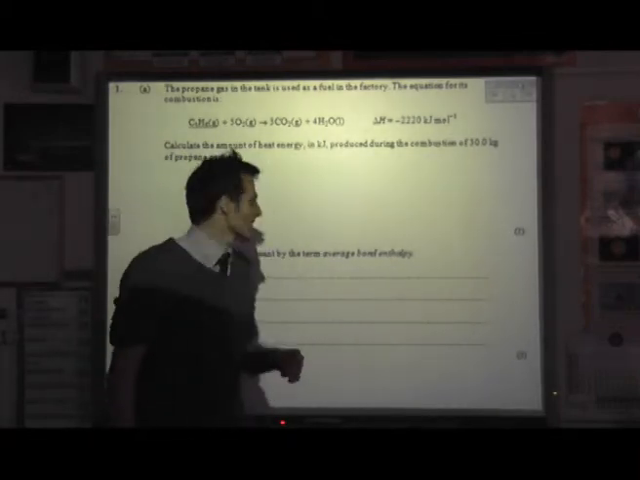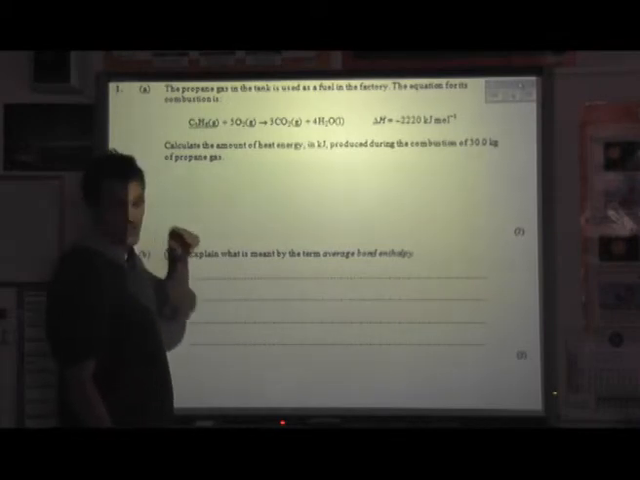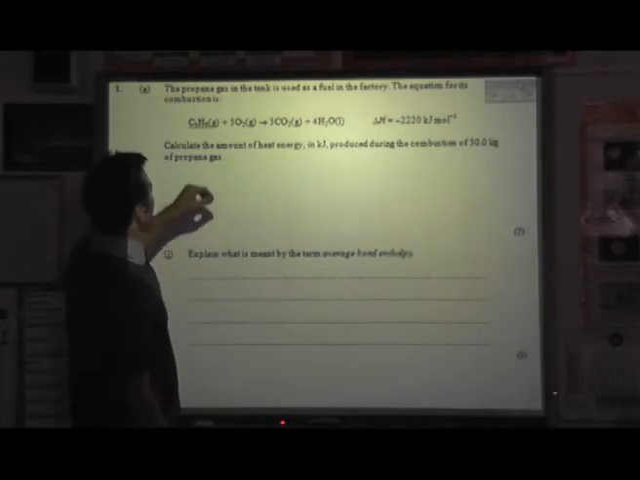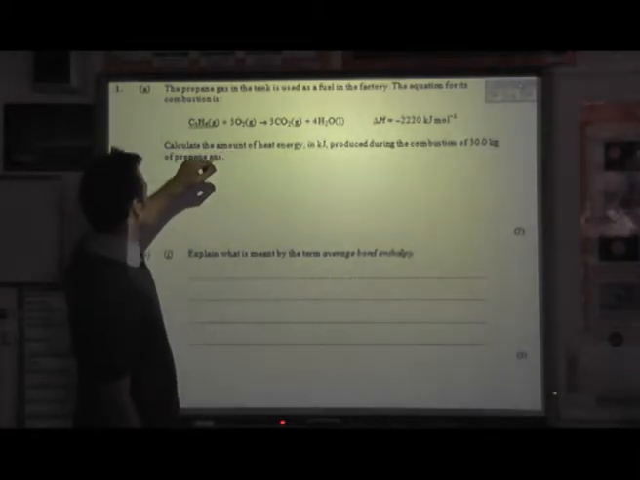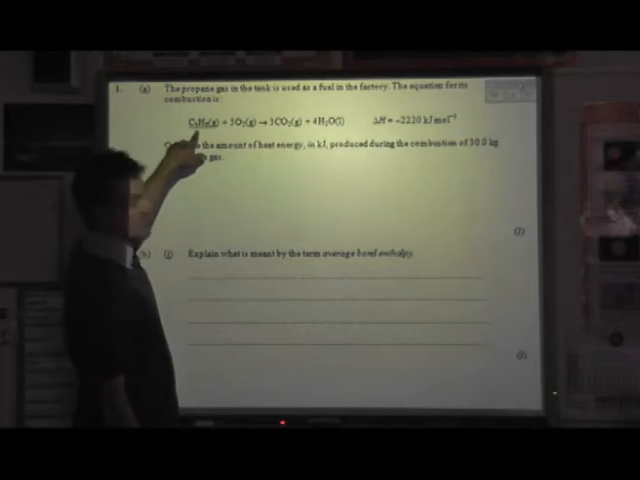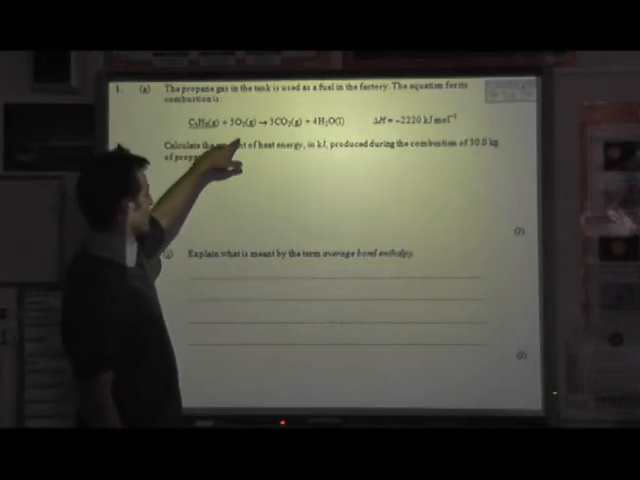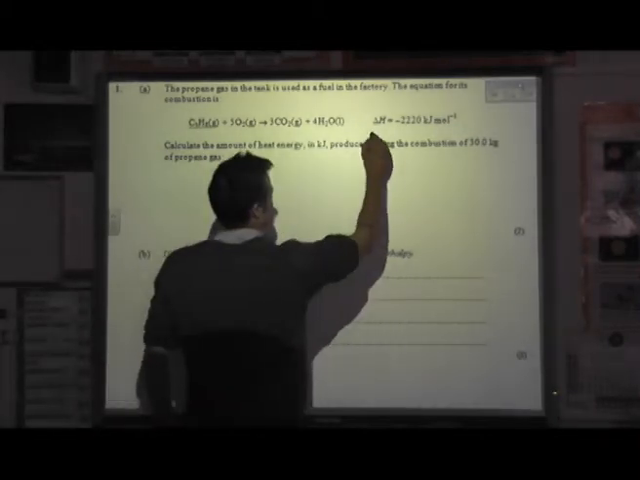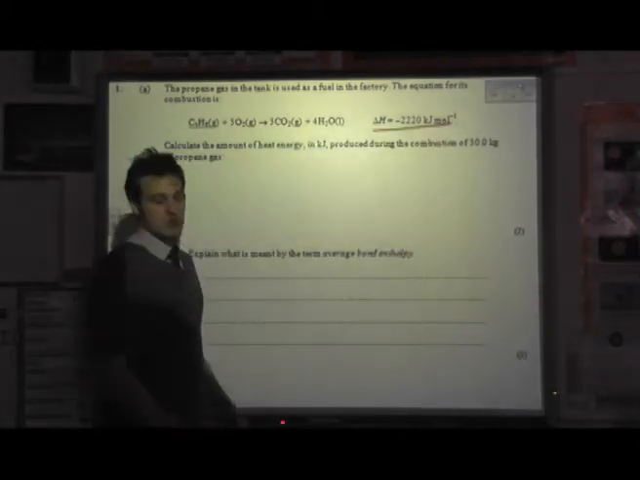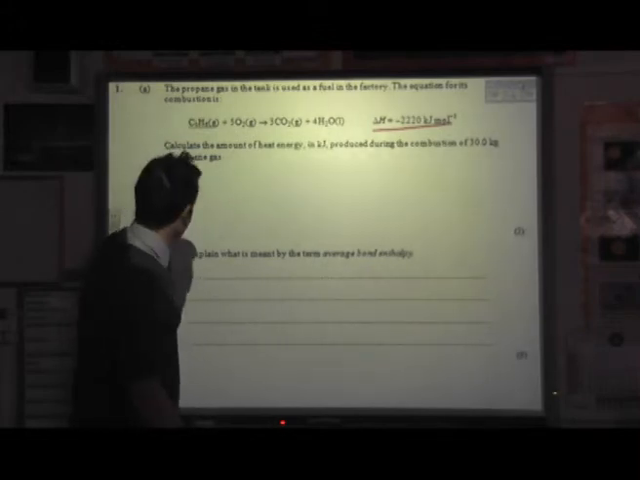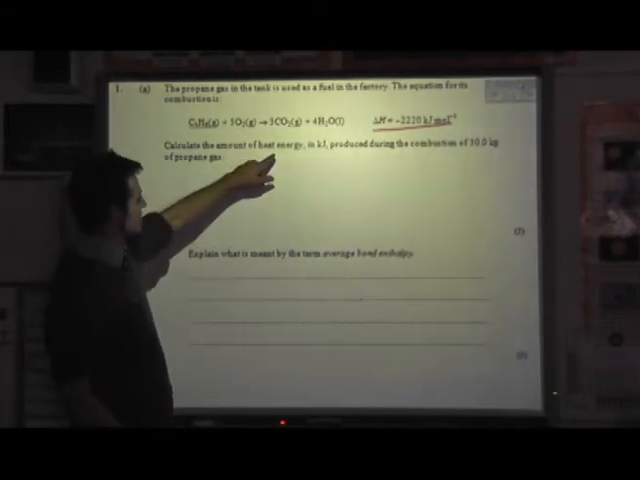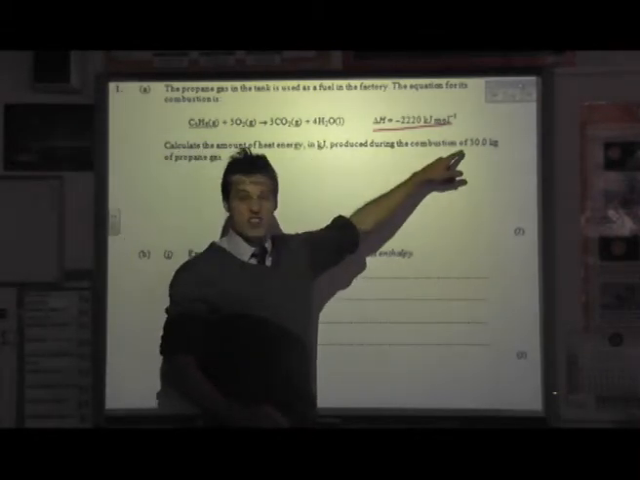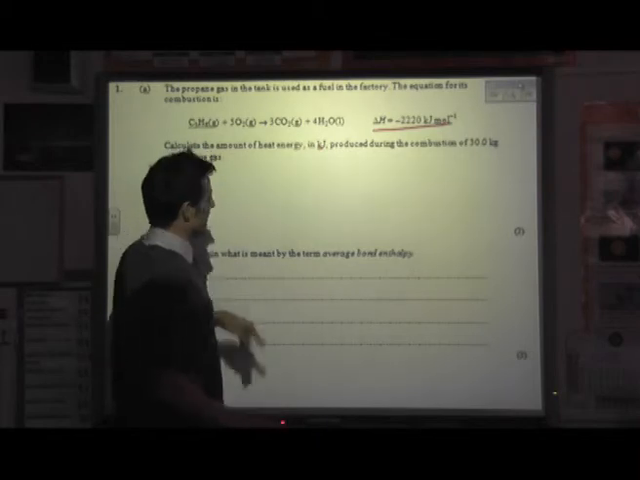So question 1 starts off, it says propane gas in a tank is used as a fuel in the factory. The equation for its combustion is this: propane, C3H8, reacts with 5O2 to make 3 CO2 and 4 H2O, and it tells you the enthalpy change for this is minus 2,220 kilojoules for every mole. Okay? Calculate the amount of heat energy in kilojoules produced during the combustion of 30 kilograms of propane gas.